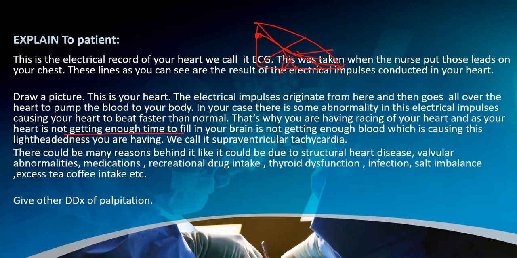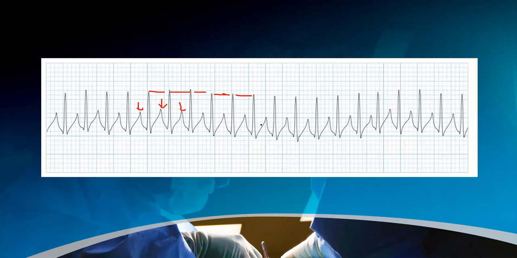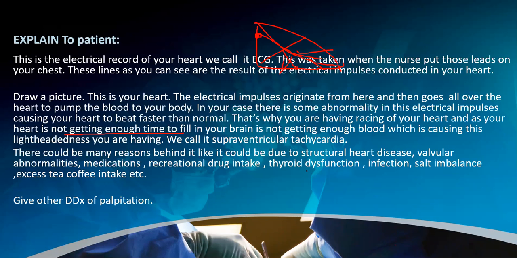Okay, so always try to say why exactly this patient is having palpitation, why exactly this patient is having lightheadedness, and then give the differential diagnosis. Now do not go into the detail of the ECG. Do not say this is P wave, this is ST wave, this is QRS complex. Don't go into that. That becomes very, very hard for the patient, and you may fail the case if you do these sort of things.